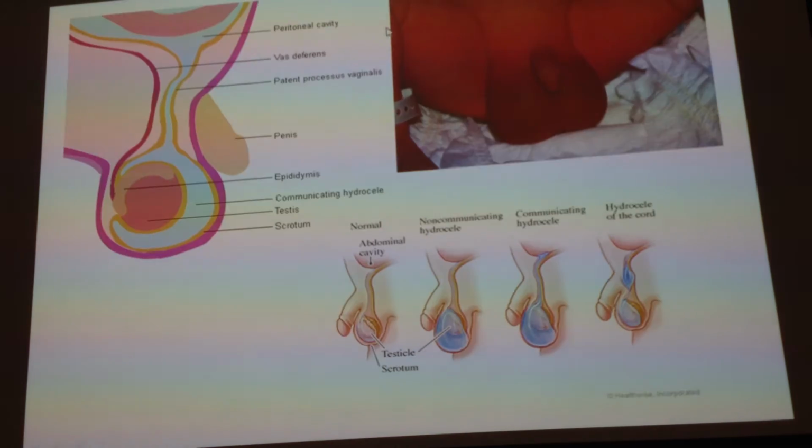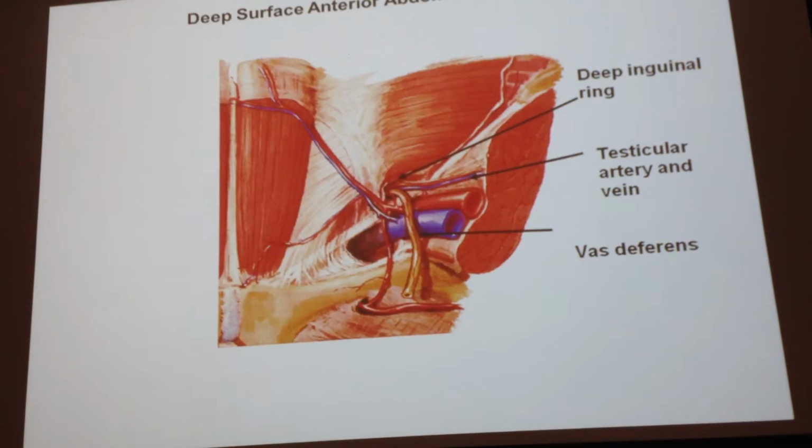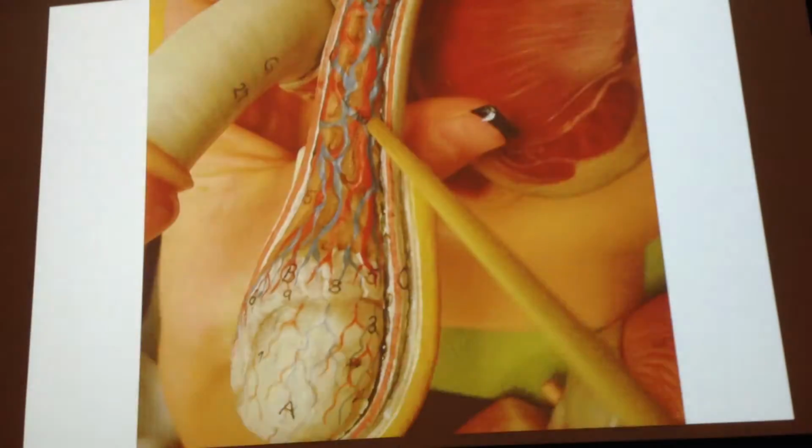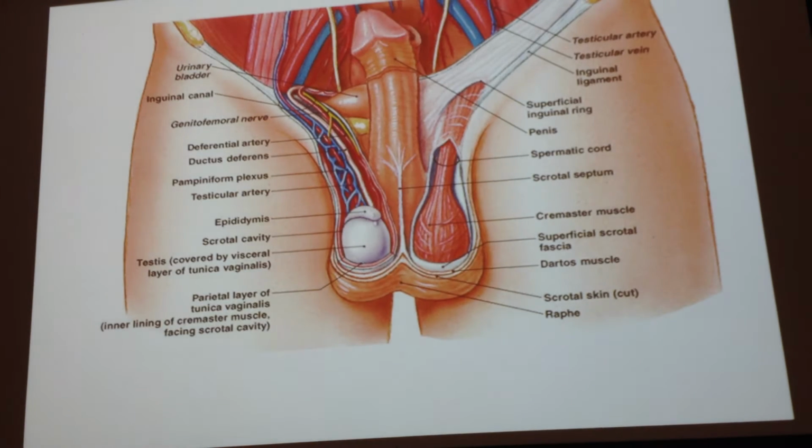Here we go. So this is a deeper cut. Here again is the superficial inguinal ring. And here are these skeletal muscle fibers of the internal abdominal oblique. At this point, they're called cremaster muscles.